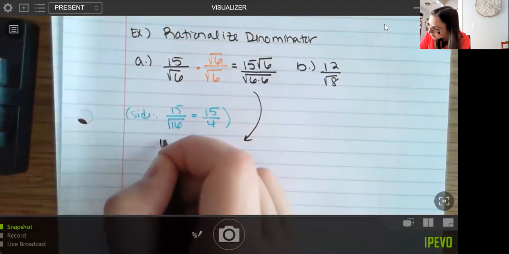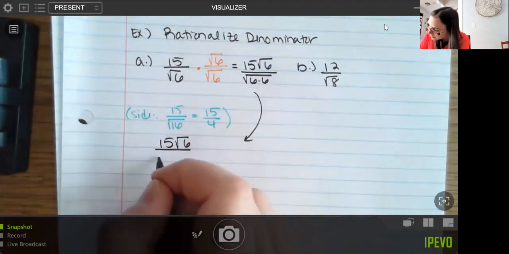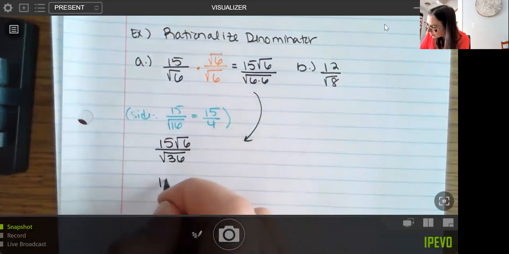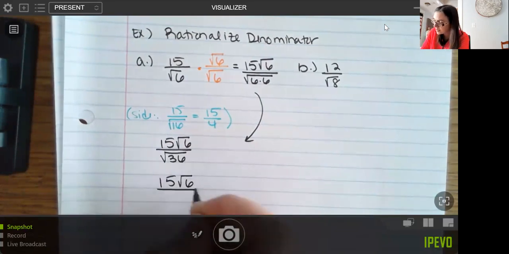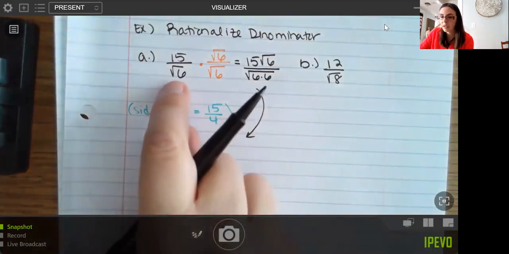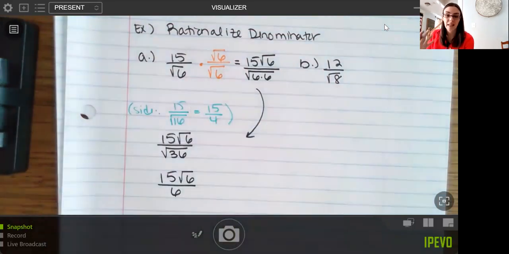So I have 15 root 6. Now, 6 times 6 is 36. And notice what happens is that once I go ahead and simplify, well, square root of 36 is now 6. So you end up canceling out that root in the denominator. And you can really just jump right to that answer if you notice it, right? Those two roots are going to cancel because I end up with a 6 squared there. So that bottom piece is going to cancel out.